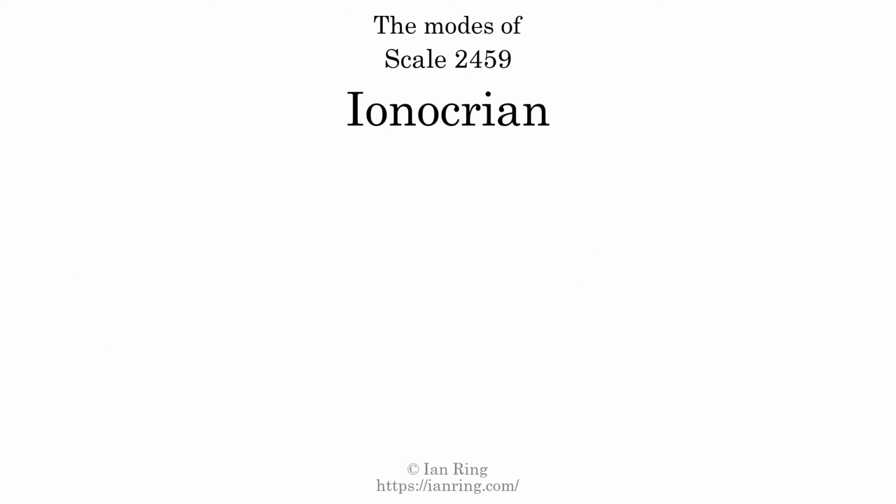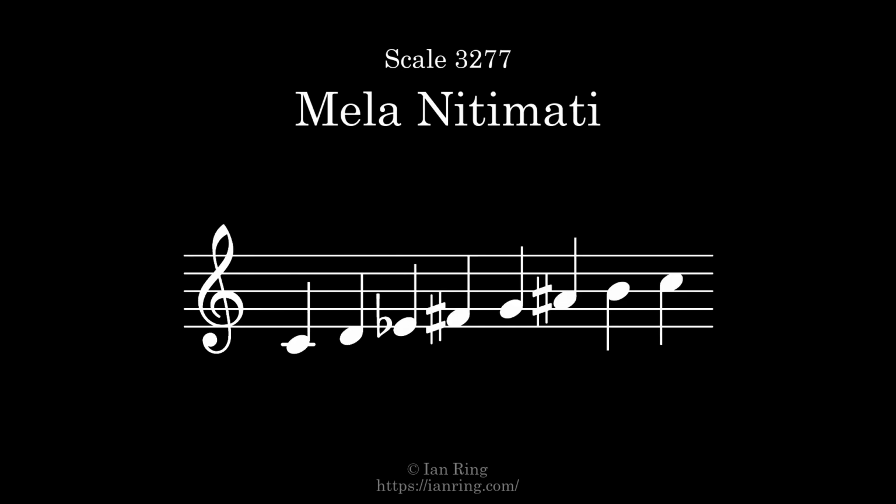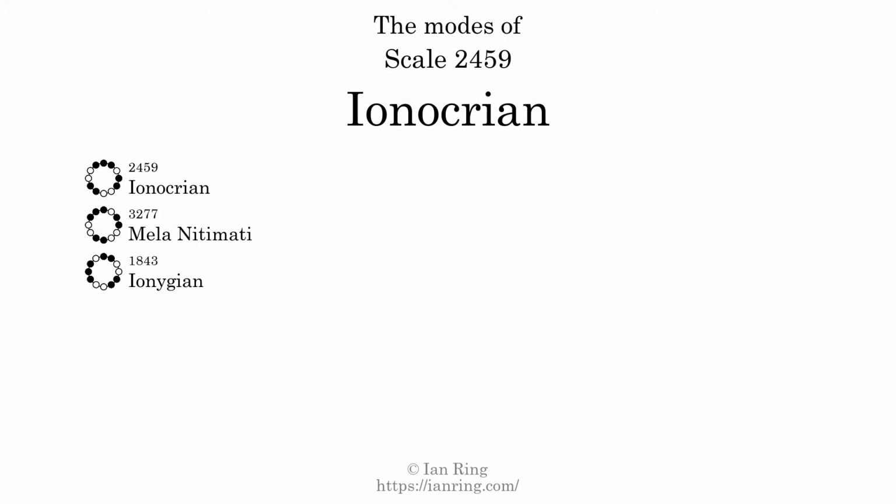This scale has 7 modes. The first mode is itself. The second mode is scale 3277, also known as melanotimity. It sounds like this. The third mode is scale 1843, also known as Ionocrian. It sounds like this.